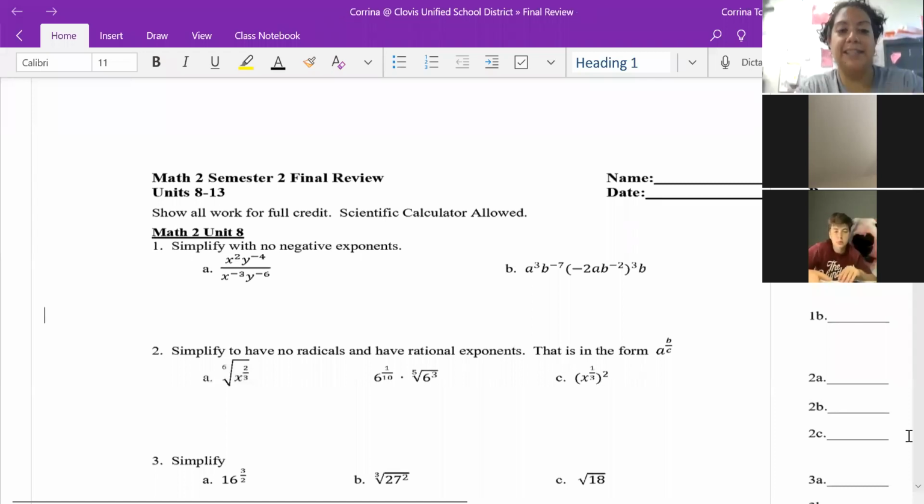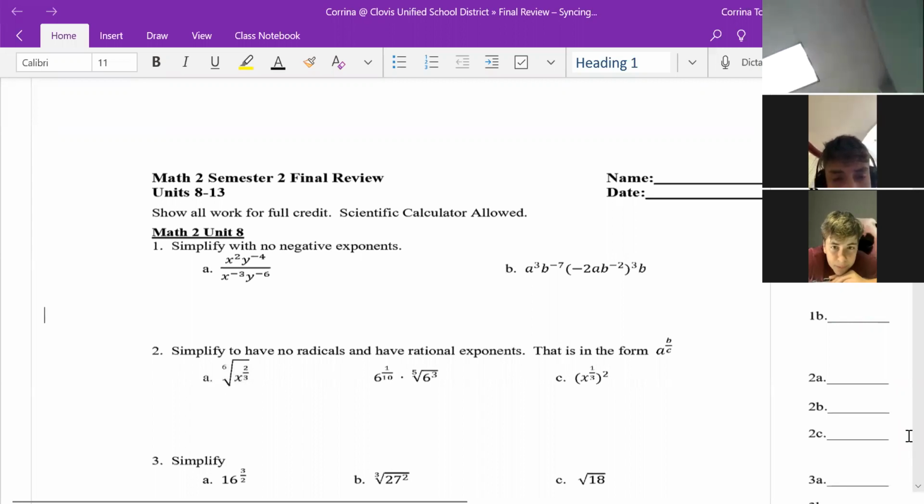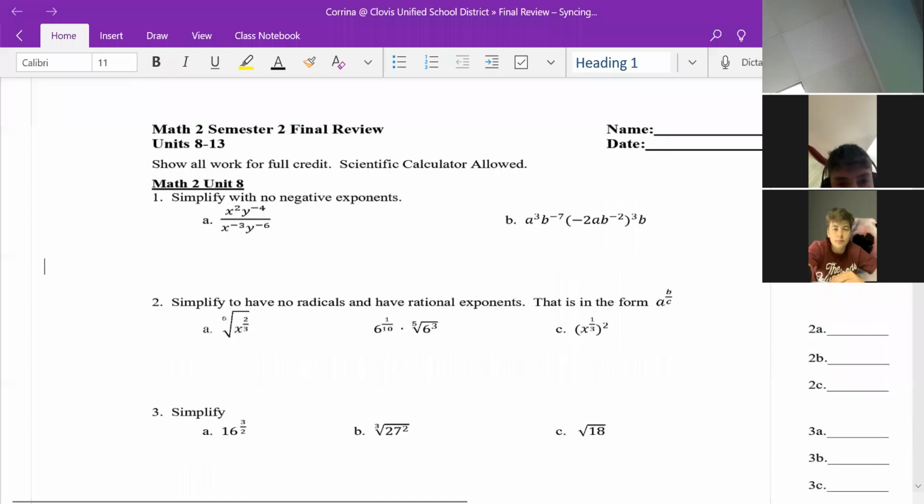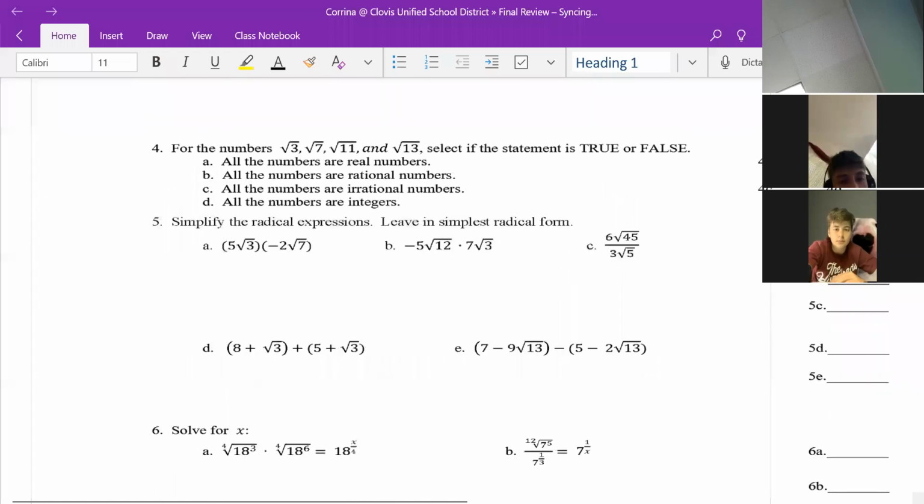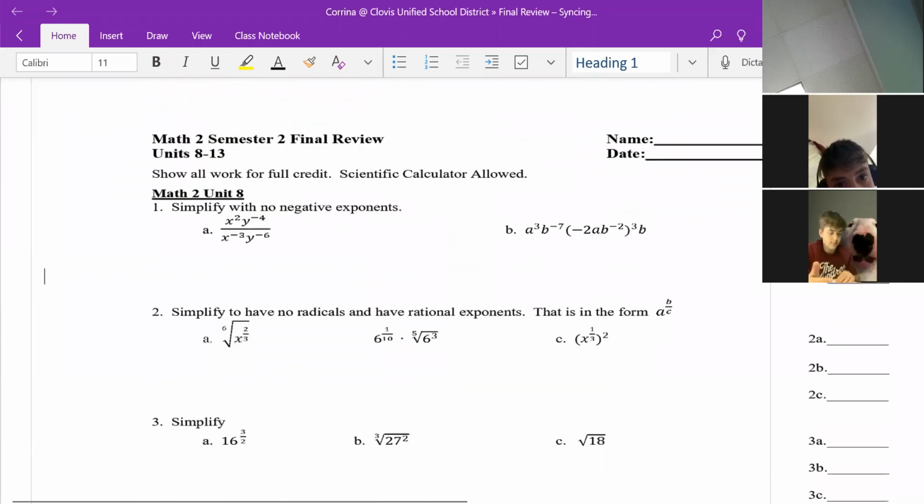Okay, I am going to share screen. All right, can you guys see the document on the screen? Yeah. All right, so I will start with Unit 8. That's this page here. Any questions on the first page, which is numbers 1 through 6?